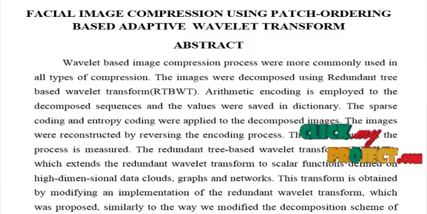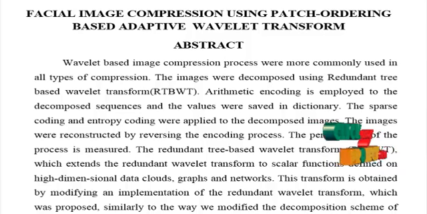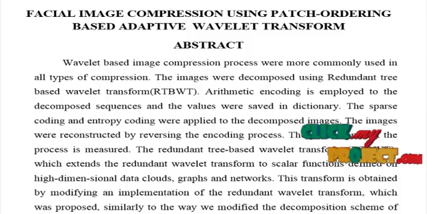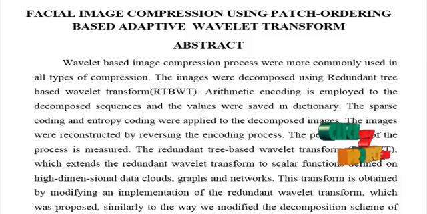The images were decomposed using redundant tree-based wavelet transformation (RTBWT). Arithmetic encoding is employed to the decomposed sequences and the values were saved in a dictionary. The sparse coding and entropy coding were applied to the decomposed images. The images were reconstructed by reversing the same encoding processes.